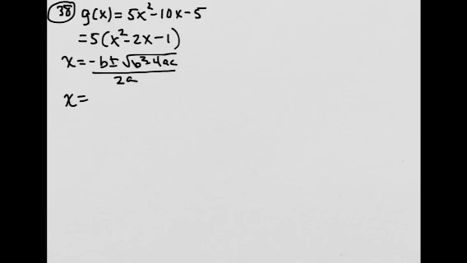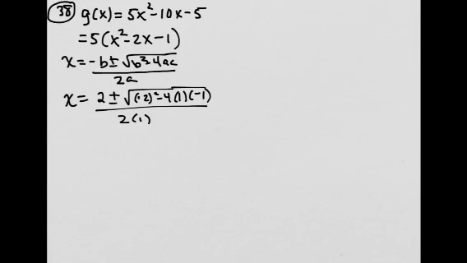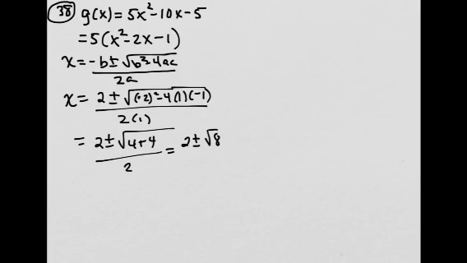So b is -2, so the opposite of -2 is +2. Then we have b squared, which is -2 squared, minus 4 times a times c, all over 2 times a. And simply, that's a negative right there. So then we do 2 plus or minus the square root of 4 plus 4, over 2. And so this gives us 2 plus or minus the square root of 8, over 2.